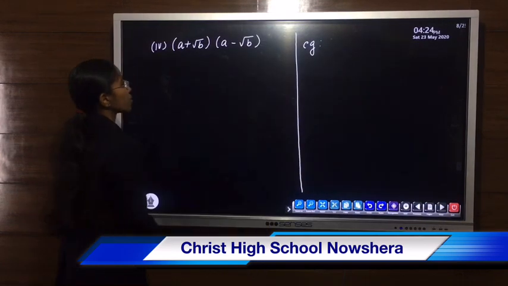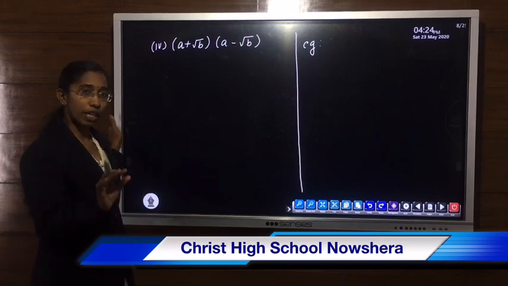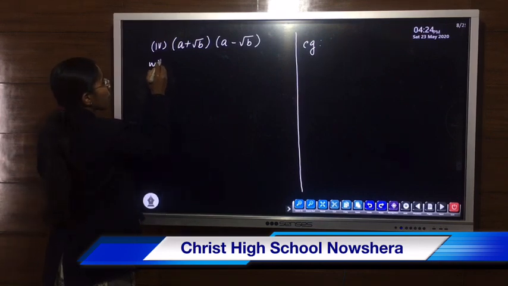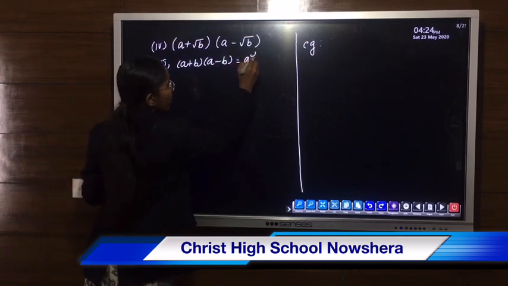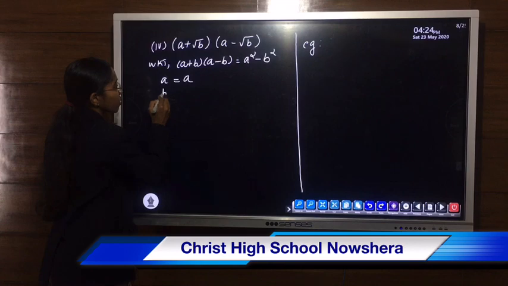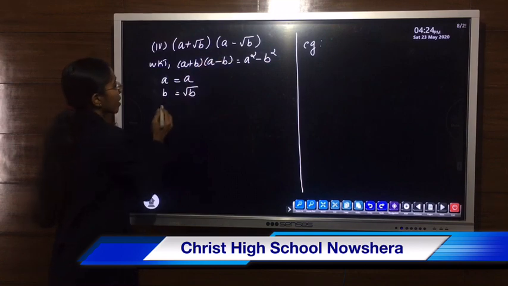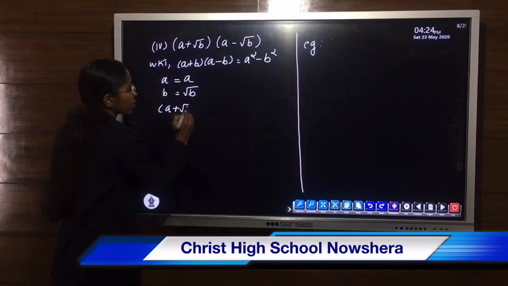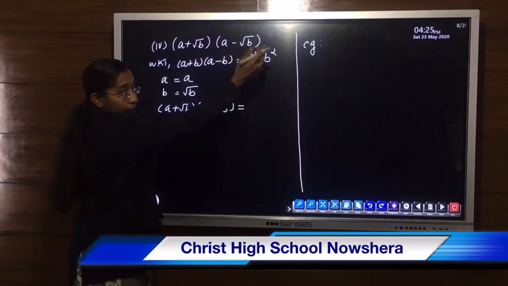Okay. This is also in the a plus b into a minus b form. What is a plus b into a minus b? a plus b into a minus b equal to a square minus b square. Here at the place of a itself, at the place of b, root b is here. So substitute these values here. That is a plus, here at the place of b, that number is root b. a plus root b into a minus root b equal to a square minus b square.